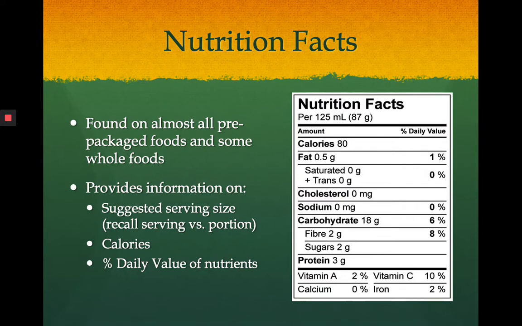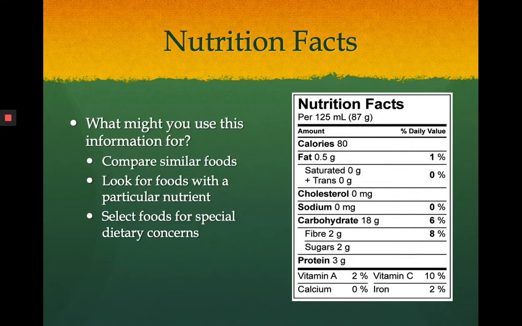They provide information on the suggested serving size. Recall when we talked about servings and portions. They say the calories and the percentage of daily nutrients, which you can see on the right-hand side. That percentage is based on an average diet of 2,000 calories. So it's not a perfect percent for everybody. Don't be too distracted by those, but they can be a little bit helpful when looking at certain items. There you can see the serving, calories, and the percentage.